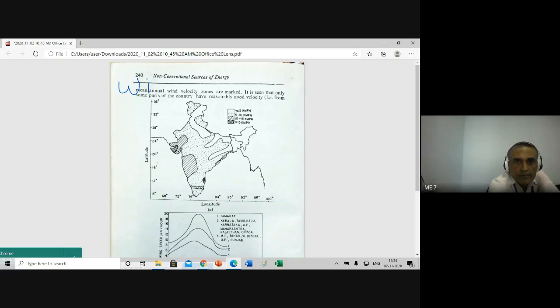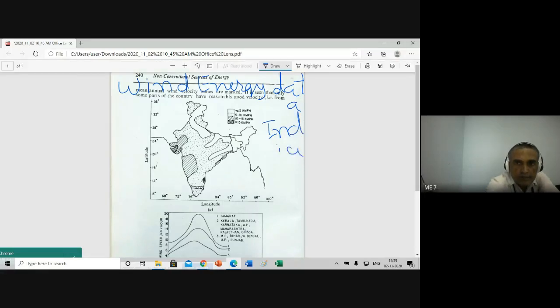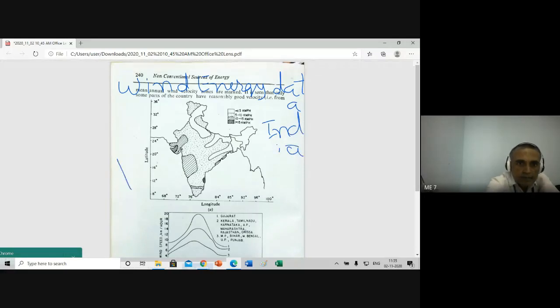Yatindra, KV Yatindra. Kartik Devi. Kartik M. Madhu B.